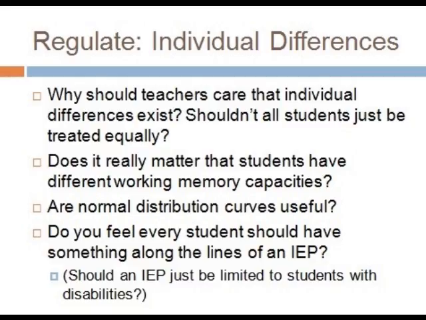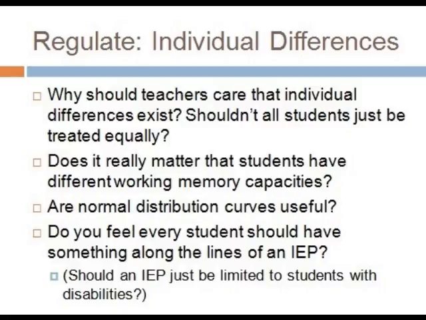Why should teachers care that individual differences exist? Shouldn't all students just be treated equally? Does it really matter that students have different working memory capacities? Are normal distribution curves useful? Do you feel that every student should have something along the lines of an IEP? Or in other words, should an IEP just be limited to students with disabilities?